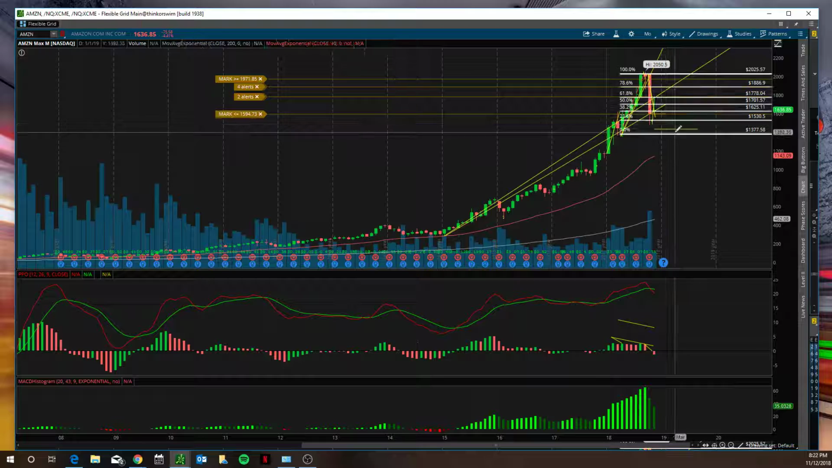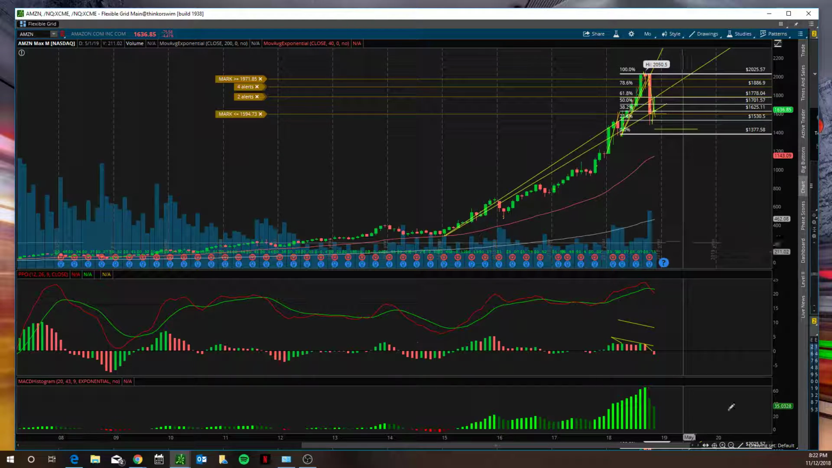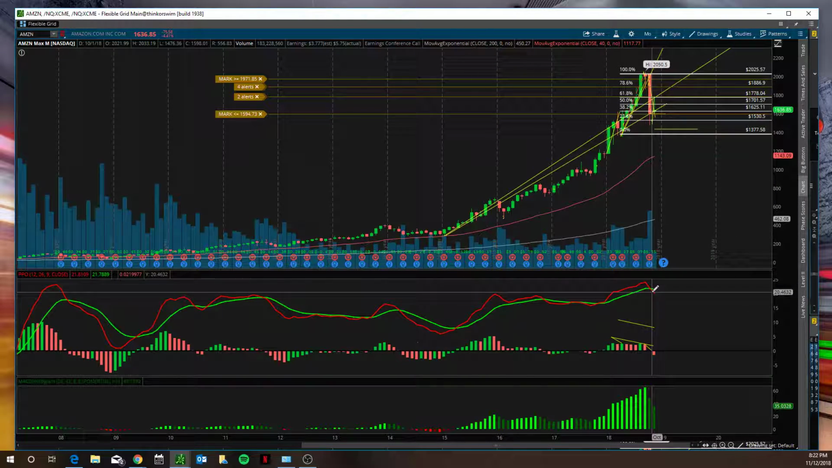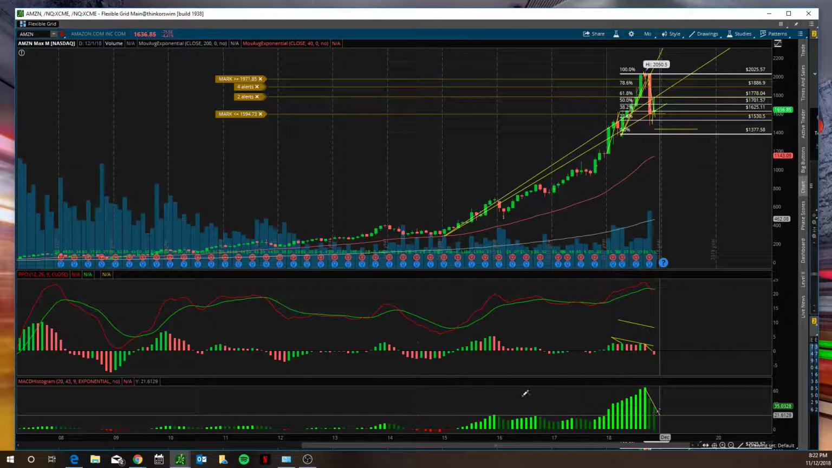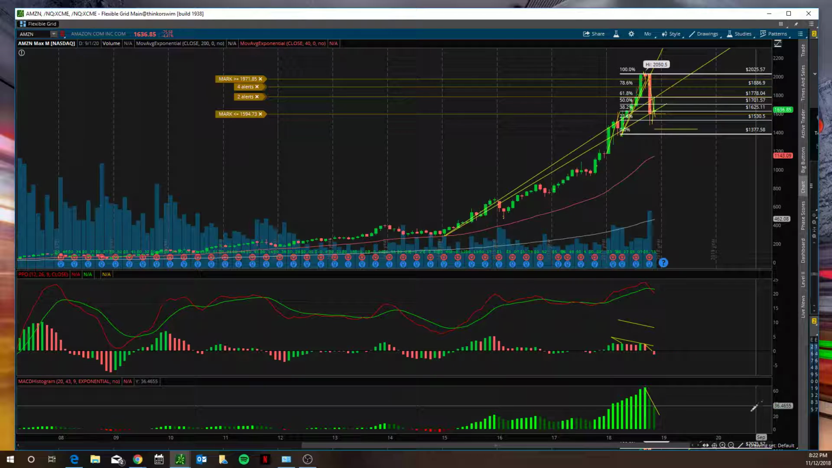I do see it coming down, hitting 1350 and most likely lower. And you see this red line just crossed here. These green lines are getting lower. So it does seem as though there's going to be a big correction.